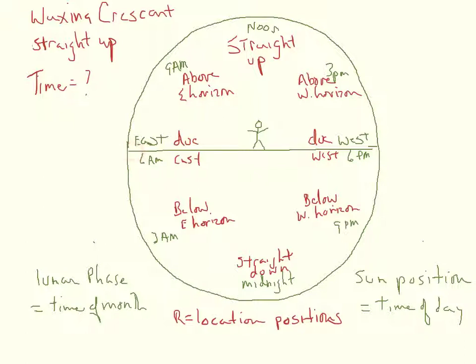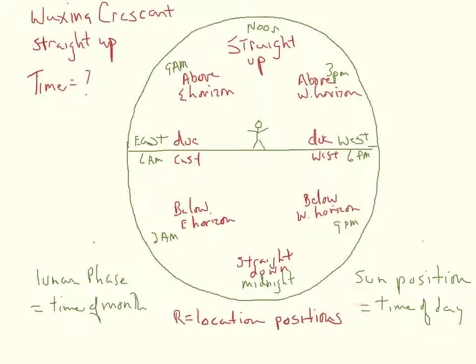Halfway between 6 a.m. and noon is 9 a.m. And I say this is above the eastern horizon, or the other way we can say it, it's high in the east. Halfway between noon and 6, I see 3 p.m. and this again is above the west horizon or high in the west. Halfway between 6 p.m. and midnight, it's 9 p.m. That's below the western horizon. Halfway between midnight and 6 a.m. is 3 a.m. and that's below the eastern horizon.